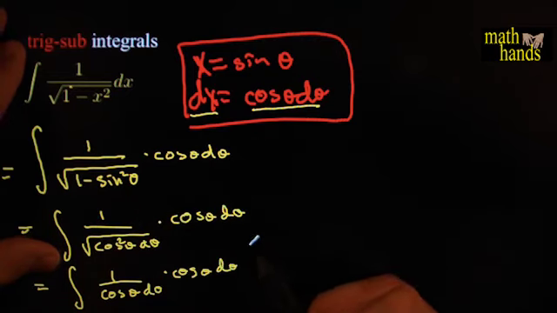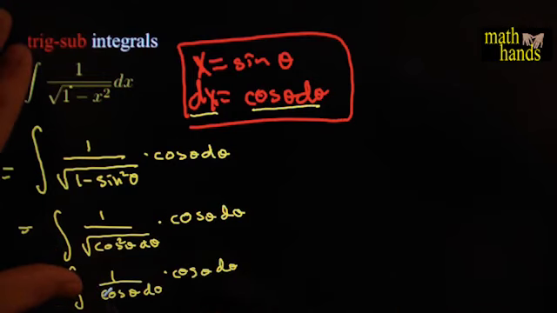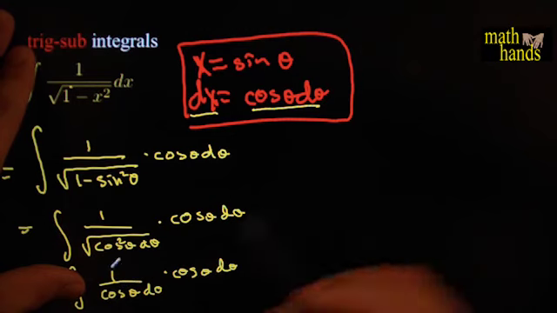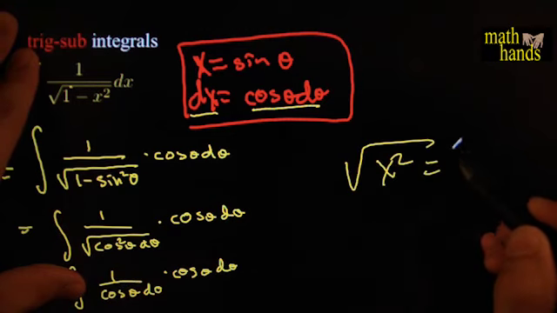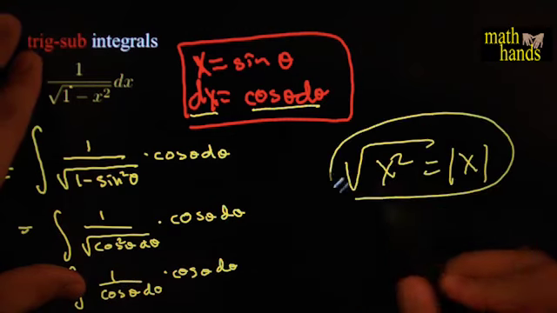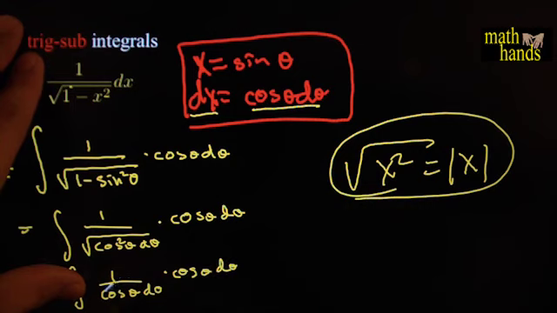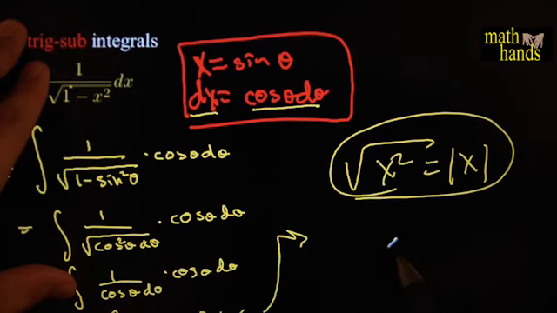It depends on the angle theta, because to be completely correct, the square root of x squared is actually equal to the absolute value of x. So just be aware that sometimes that may have to be considered when you're taking the square root of the cosine squared. That will become the integral of d theta, which becomes theta plus a constant, and then it's customary to switch back.